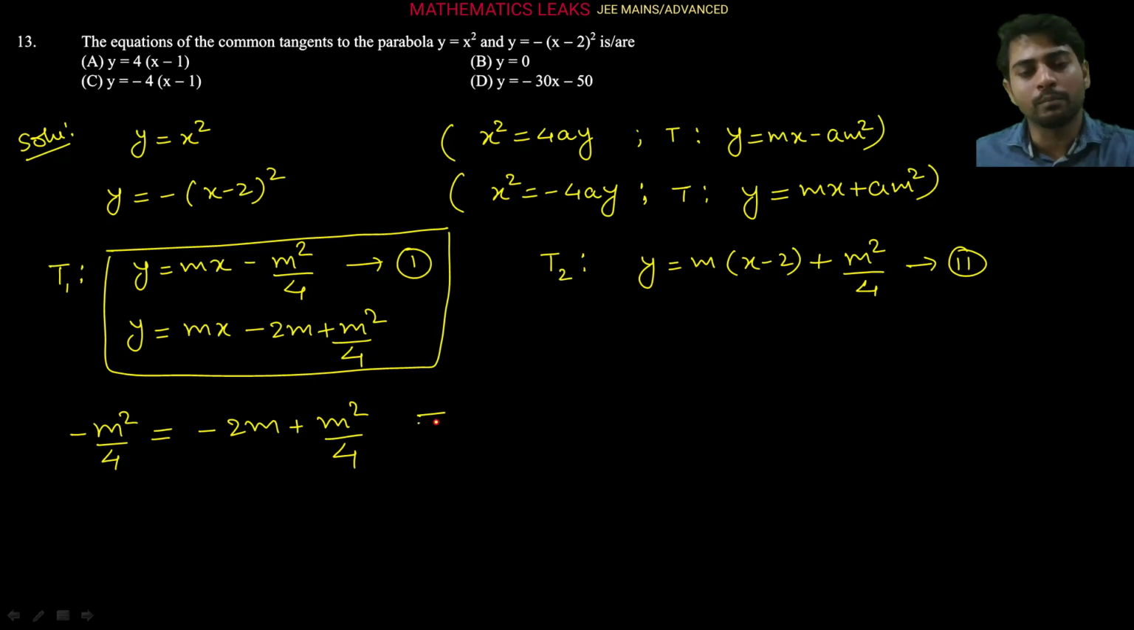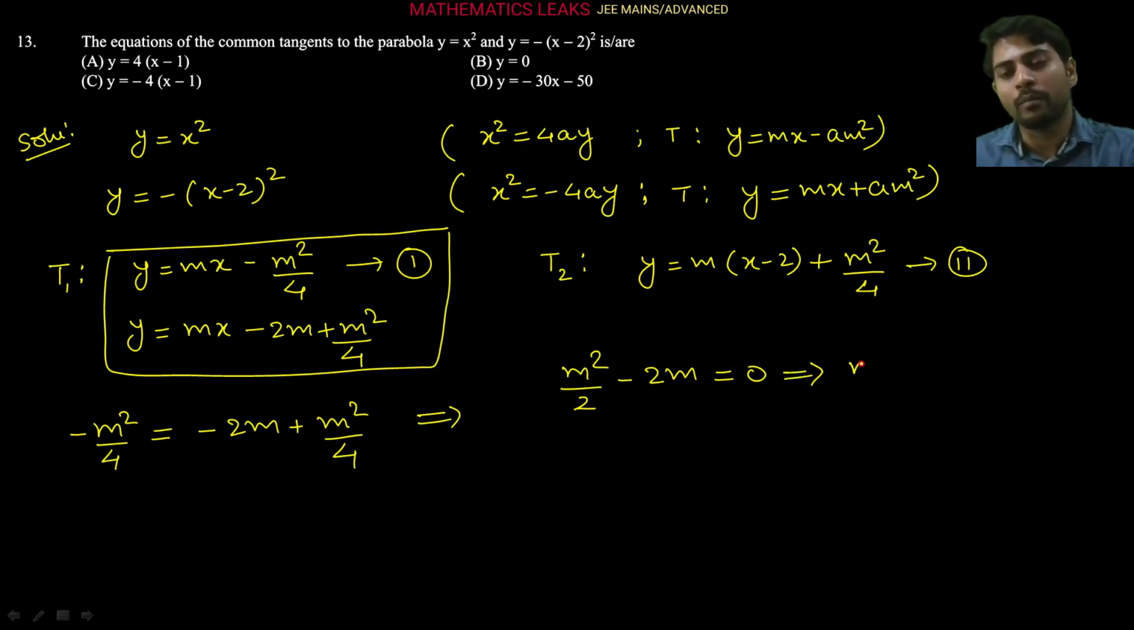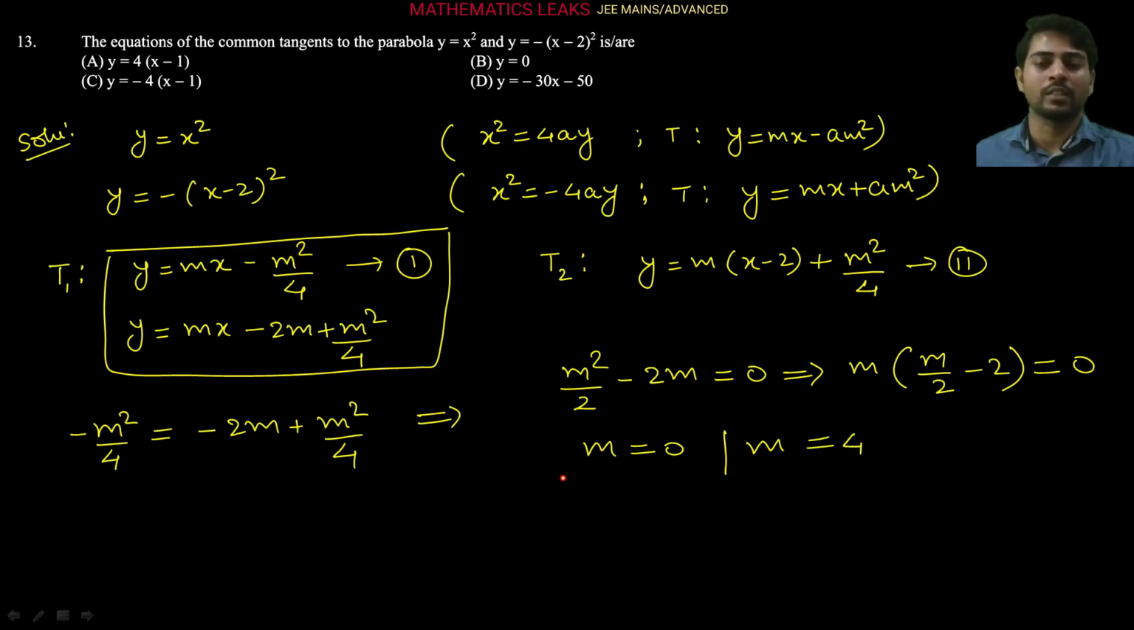From here, on simplification, bringing the terms to the same side, it will be m²/2 - 2m = 0. From here we can take m common: m(m/2 - 2) = 0. So we get m = 0 and m = 4, on taking LCM. So m has two values, m = 0 and m = 4. By putting m = 0 or m = 4 in any one of these two equations, we get our common tangent for both parabolas.